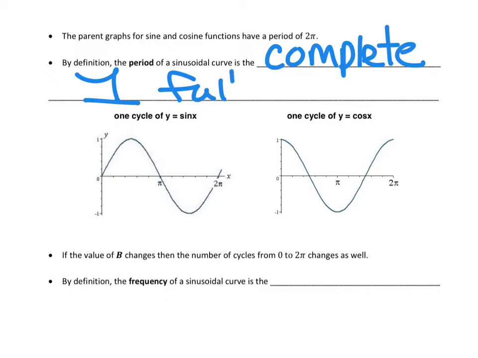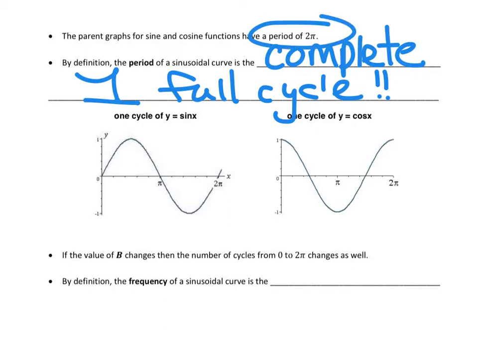I'm going to call it one full cycle. If you haven't figured out period's important, then you're probably screwing up most of these trig questions. How long it takes to complete one cycle. Now you'll notice we just said each of these have a period of 2 pi. Well, let's look at the graphs.